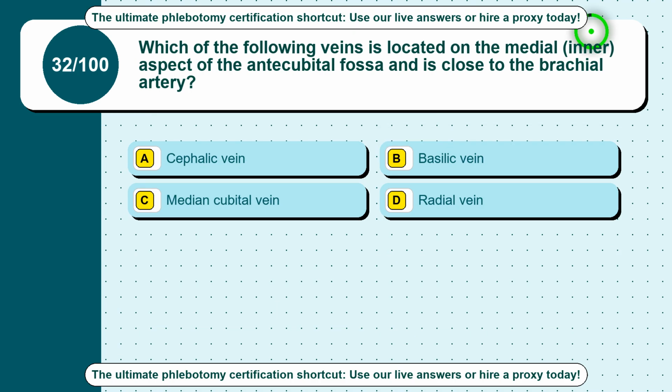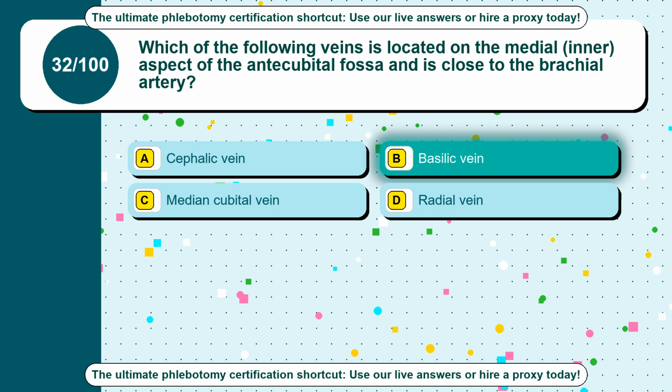Question 32. Which of the following veins is located on the medial, inner, aspect of the antecubital fossa and is close to the brachial artery? Option A, cephalic vein. Option B, basilic vein. Option C, median cubital vein. Option D, radial vein. The correct answer is option B, basilic vein.